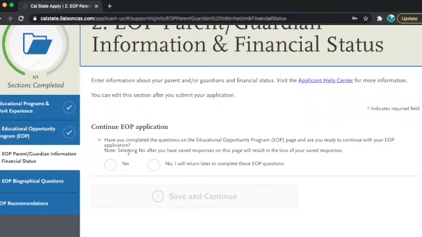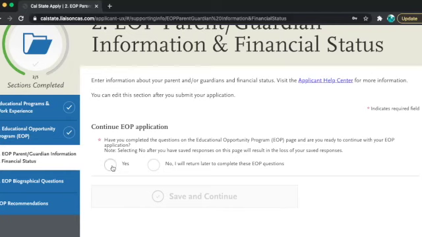So it says here, selecting no after you have saved responses on this page will result in the loss of your saved responses. So you have to make sure that the responses on your brag sheet are ready to go. You're literally just going to copy and paste those answers on here. So go to your brag sheet, make sure the answers are sufficient enough for the information that you would like to provide, and then copy and paste those answers on here, because that will be the fastest way to do it since you cannot come back to this and fill it in later.